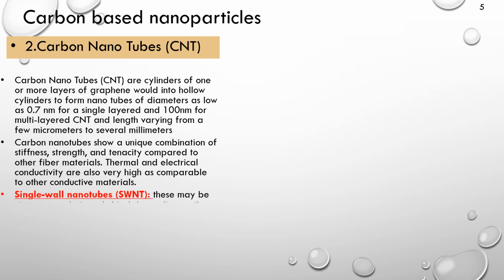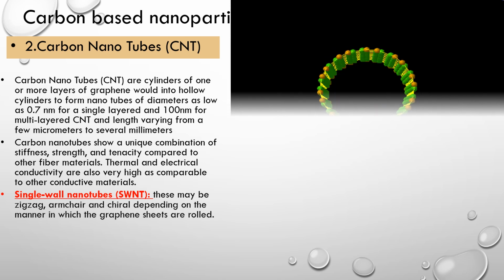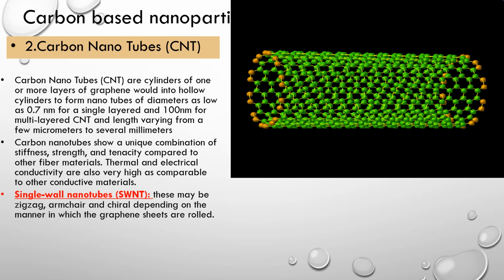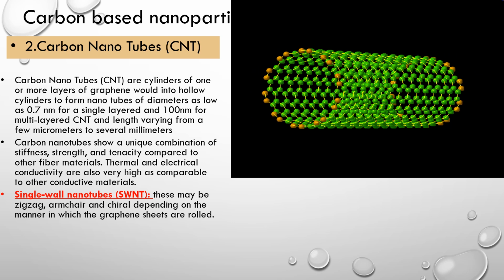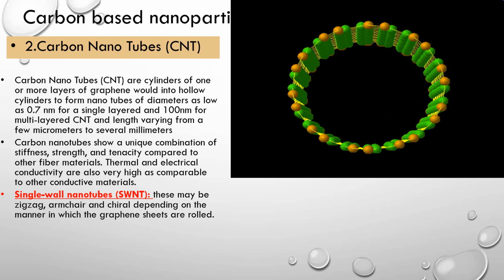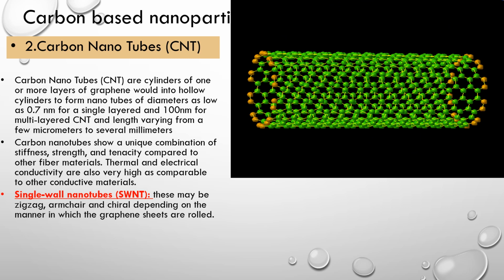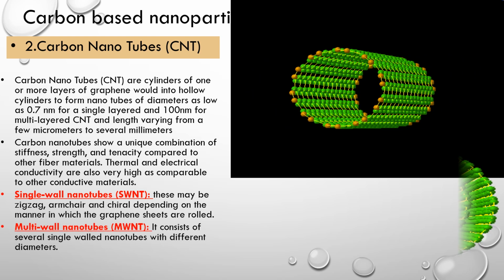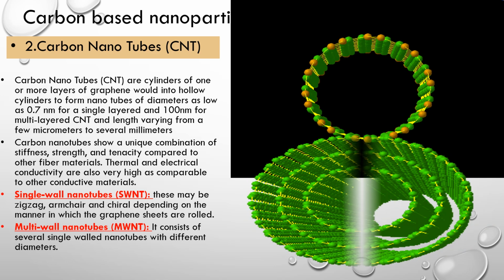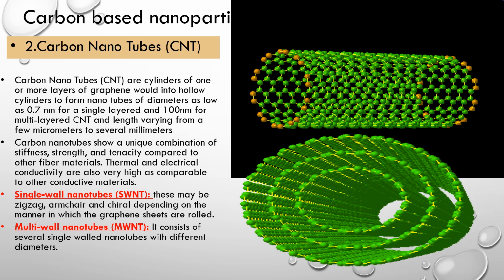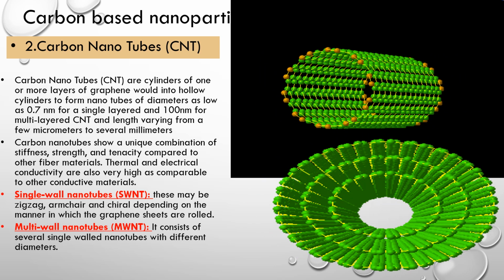So these carbon nanotubes are again divided into two types, that is single-walled carbon nanotubes and multi-walled carbon nanotubes. Single-walled carbon nanotubes consist of one rolled graphene sheet in the form of a cylinder. The diameter of such cylinders is 1 nanometer. These may be zigzag, armchair, or chiral depending on the manner in which the graphene sheets are rolled. And the second one is multi-walled carbon nanotubes. These consist of a stack of graphene sheets giving the shape of concentric cylinders. The diameter of such cylinders is 10 nanometers. So these are the carbon nanotubes.